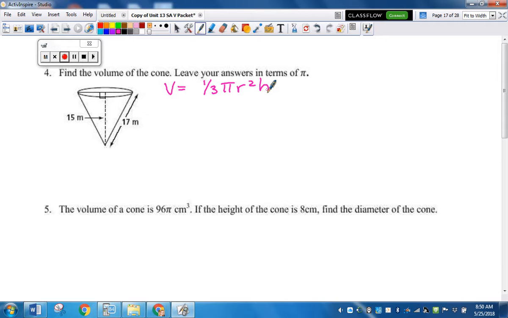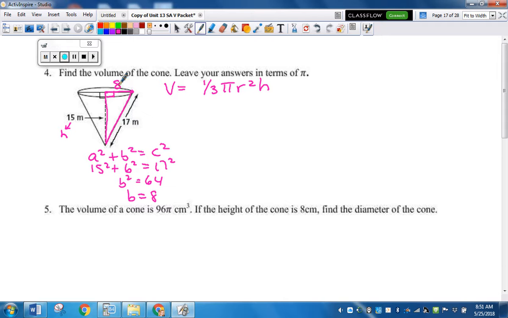All right, so what do I need? I need r, but I don't know r. But I know the height. The height is 15, okay? And I can find r, the radius, by doing what? By doing Pythagorean theorem again. So a squared plus b squared equals c squared, or 15 squared plus b squared equals 17 squared. And I know if I subtract and bring over, that b squared is going to give me 64. So b is 8. So my radius is 8.